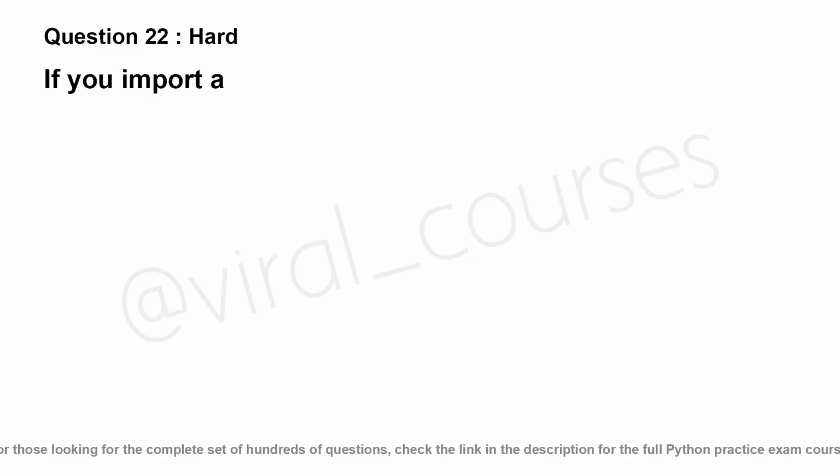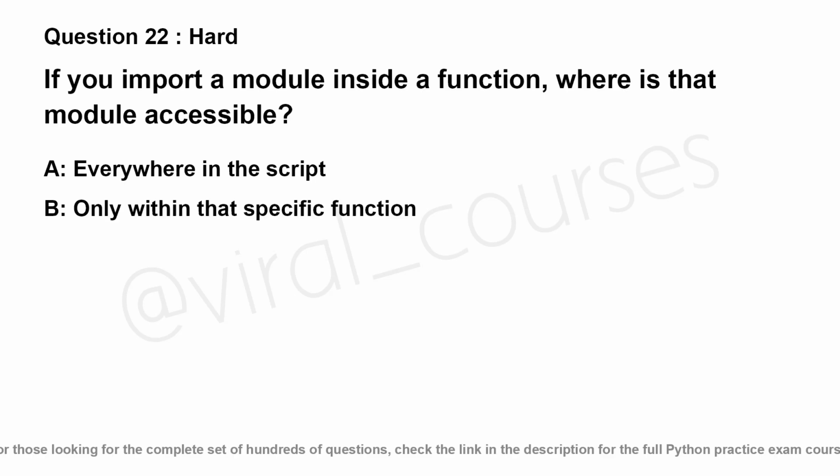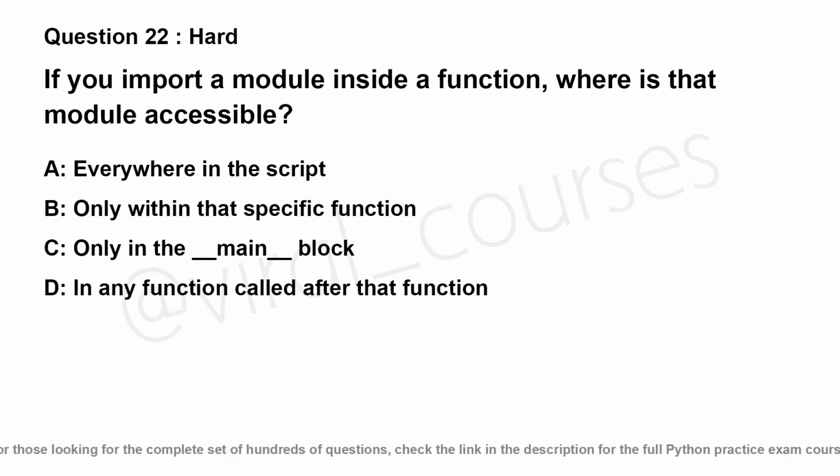If you import a module inside a function, where is that module accessible? Option A, everywhere in the script. Option B, only within that specific function. Option C, only in the __main__ block. Option D, in any function called after that function.